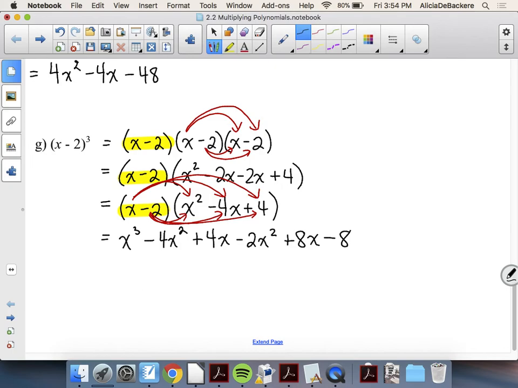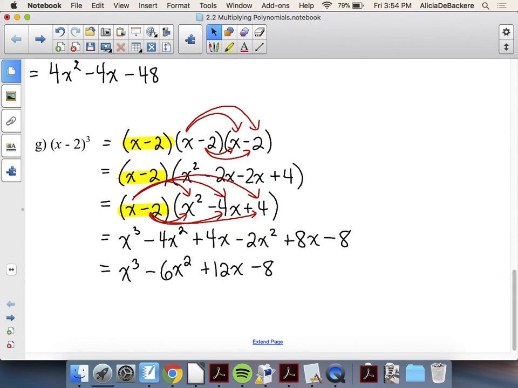And now that I've got it all multiplied out, I can collect my like terms. So again, my biggest exponent on x comes first, and then my second biggest exponent on x, negative 4x squared minus 2 more x squareds gives me negative 6. When I'm adding or subtracting, I'm just adding and subtracting the coefficients, and I leave the exponents alone. And then I add the 4x and the 8x. I get 12x, and then the negative 8 tags along at the end.